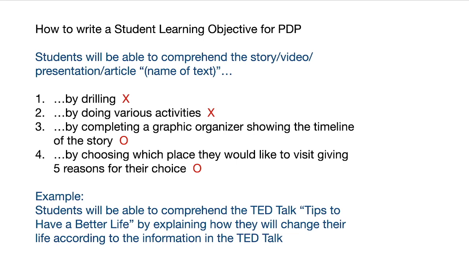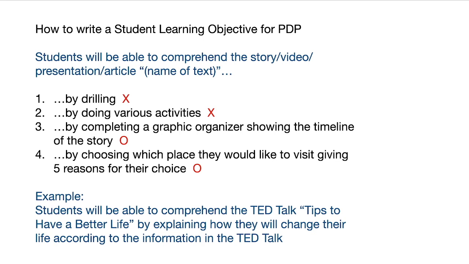Now, this is for perhaps a travel video or an article about travel. Students are going to choose one of the places in the video or the article and give reasons for their choice, using the content of the text. Now, this could be quite a good objective because students are giving an opinion, they're actually applying the information to choose where they want to visit, and they're giving reasons from the text.